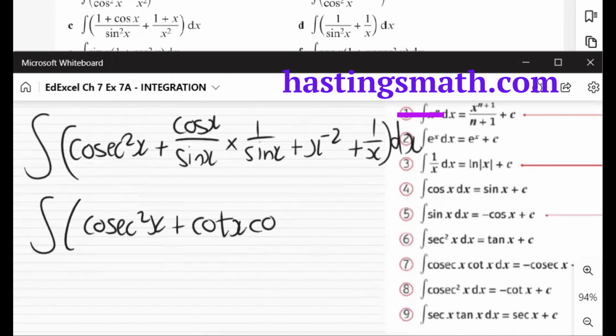cosec. 1 over sine is cosec. So now I see that's the one I'm using, number 7. And the rest we've dealt with already.